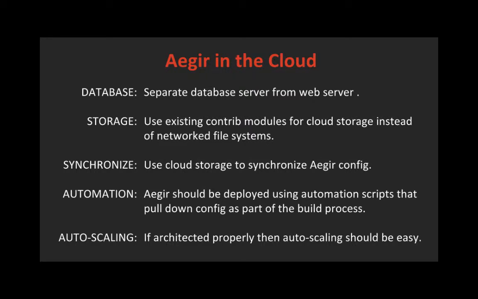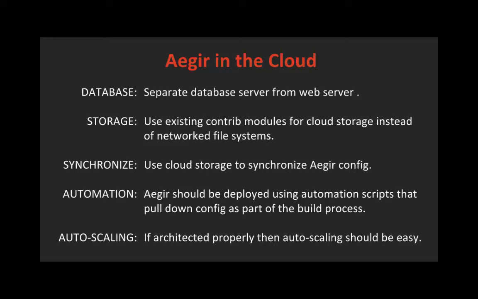Let's run down the list of deploying Aegir in the cloud. First, the database: you want to have a separate database from your web server. You should be doing that anyways for any kind of production environment. That way you can always have multiple web servers pointing at a single database.